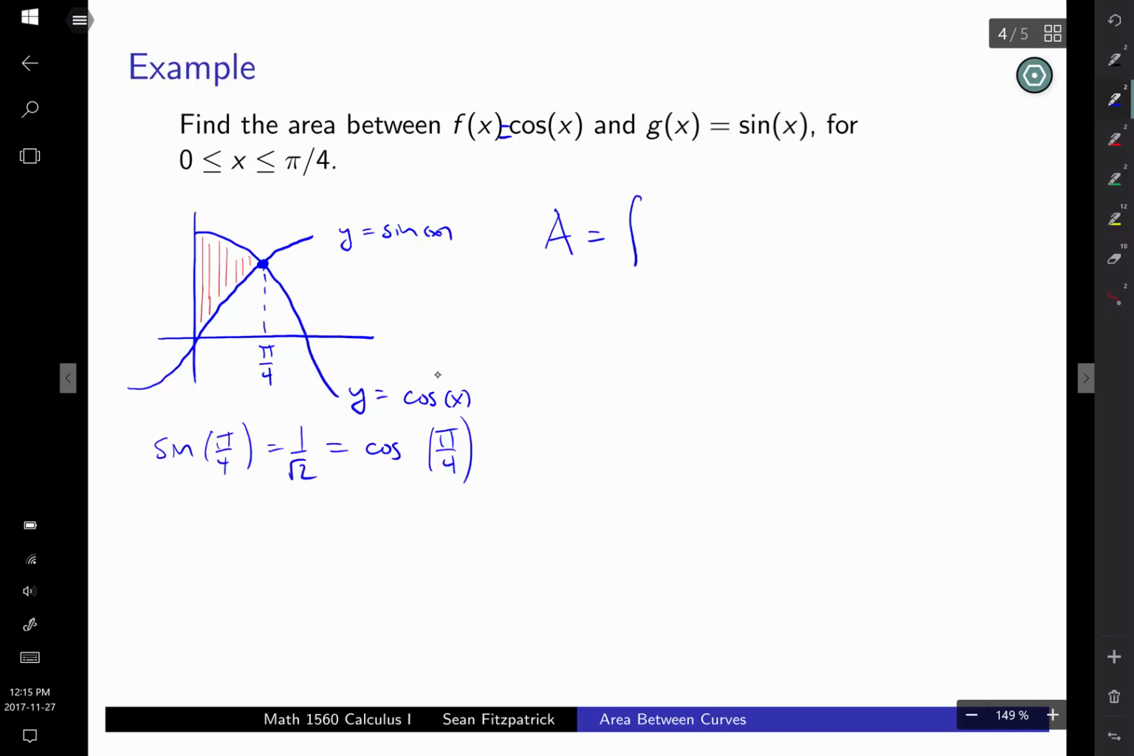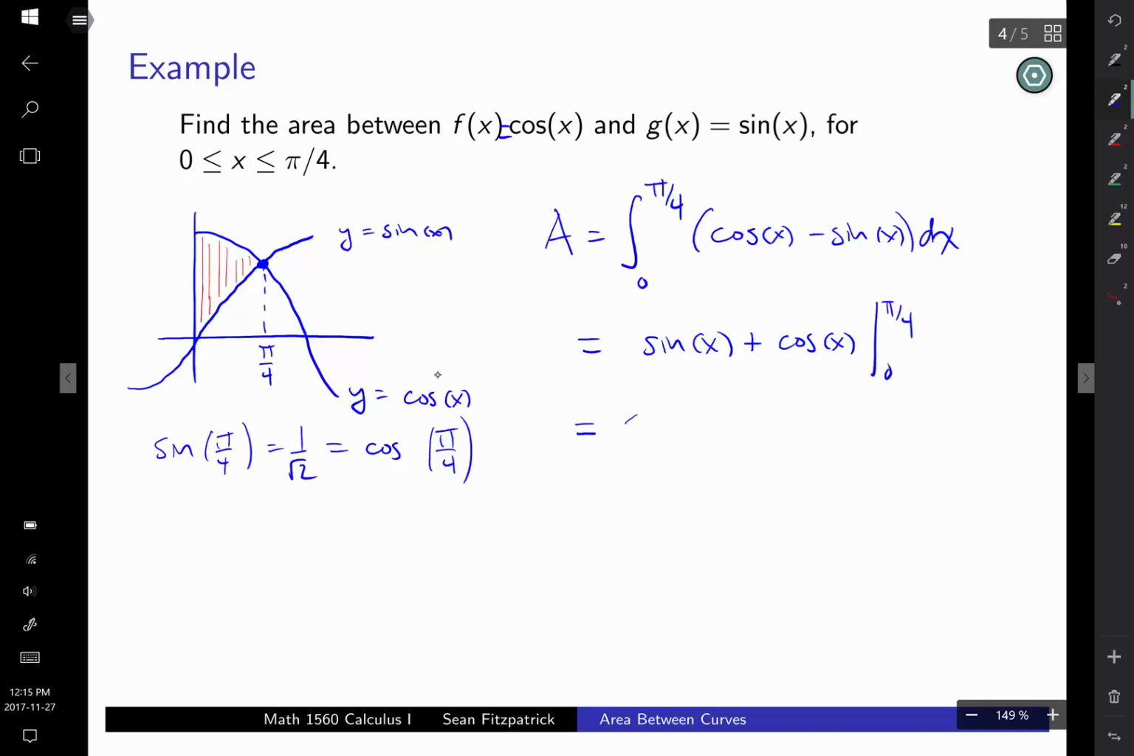And so our area formula should be, well, we're going from 0 to pi over 4. We do upper minus lower, so the integral of cos x minus sine x dx. There's our integral, and now we just do antiderivatives as usual. The antiderivative for cos is sine, and the antiderivative for minus sine is cos, and we evaluate from 0 to pi over 4.